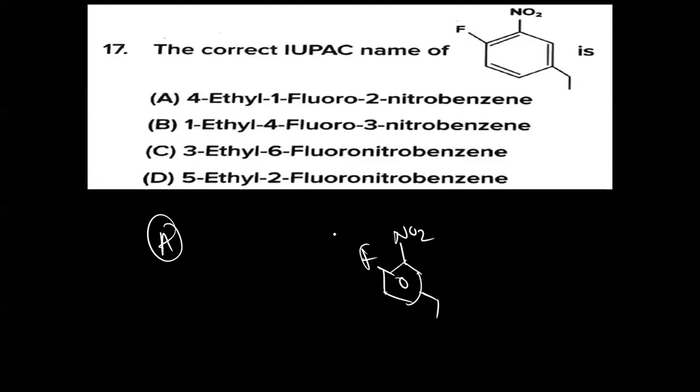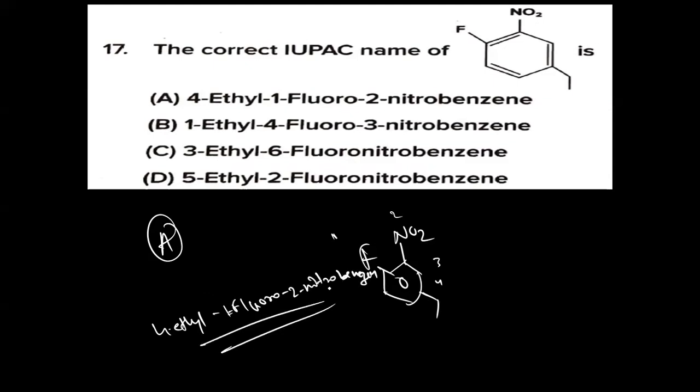So while numbering, we start from fluorine and go in the clockwise direction: 1, 2, 3 and 4. At the fourth position we have the ethyl group, so that is 4 ethyl. Then next in alphabetical order F comes, so at the first position there is fluorine, 1 fluoro. Then at the second position there is nitro, and the parent compound is benzene. So 4 ethyl, 1 fluoro, 2 nitro, benzene. Option A.